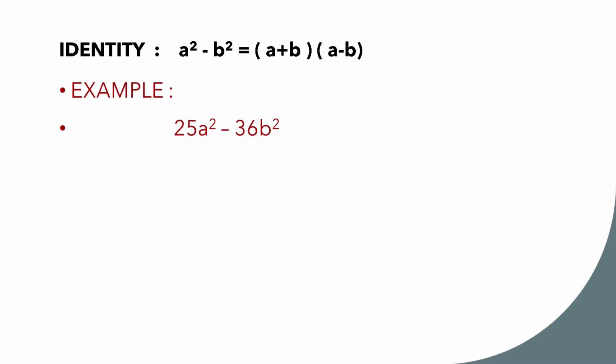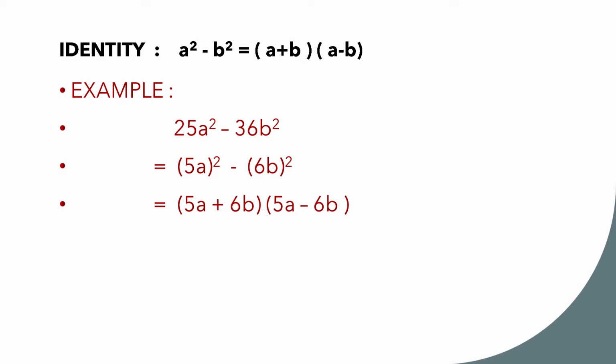Let us take another identity: a minus b into a plus b is equal to a square minus b square. Here a square minus b square is not factorized. When we get any expression in this form, for example 25a square minus 36b square, here 25a square is 5a whole square and 36b square is 6b whole square. So we get the a square minus b square form, with a as 5a and b as 6b. So we can factorize this total expression as 5a plus 6b into 5a minus 6b, using the identity a square minus b square. So these are the identities.